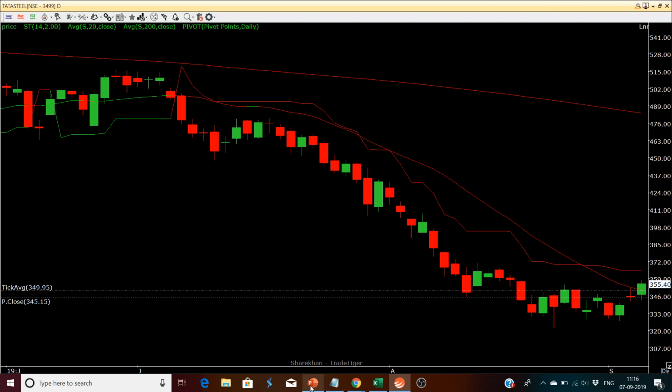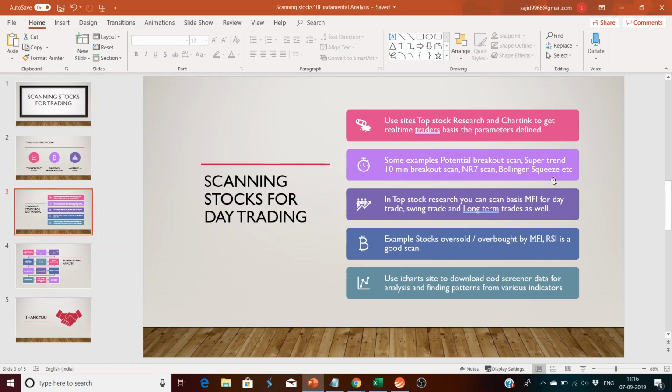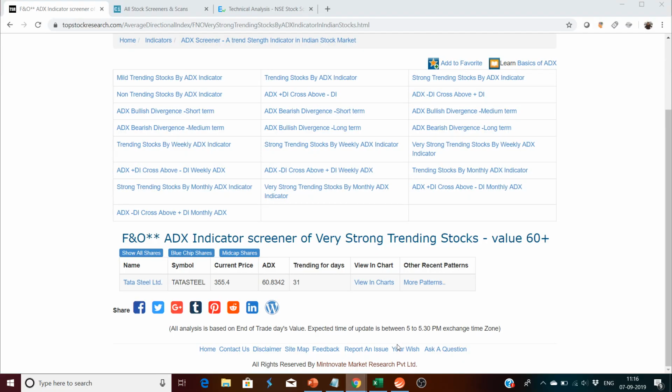Okay, so now let's check what all we have covered. We have covered top stock research, charting, and examples. We have seen potential breakout, super trend, and in top stock research, MFI we have seen, oversold, overbought we have seen, and using ICharts. So ICharts is what I have not shown you. So let me show you ICharts as well.